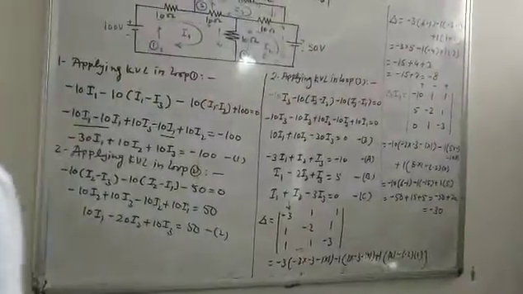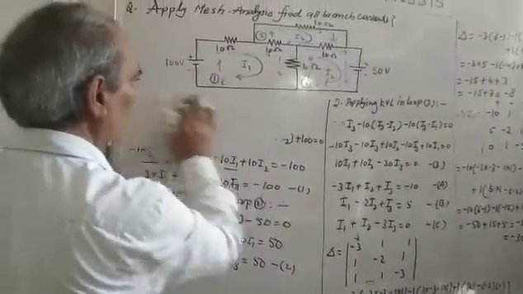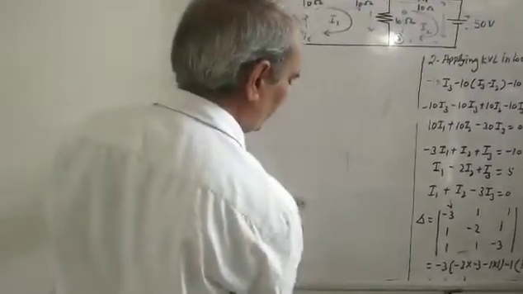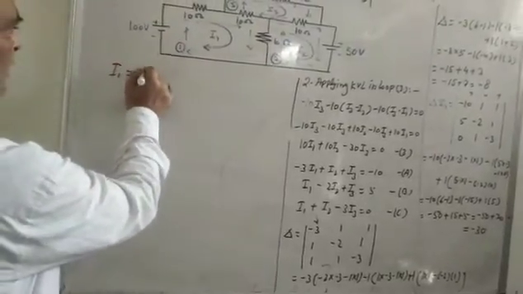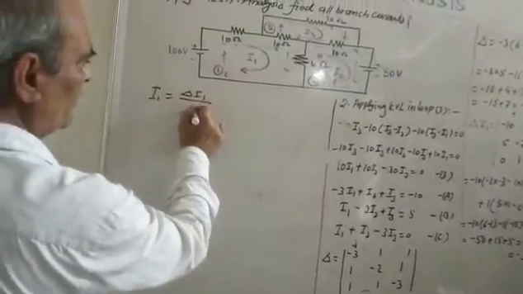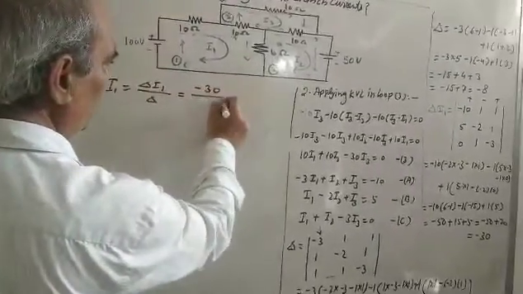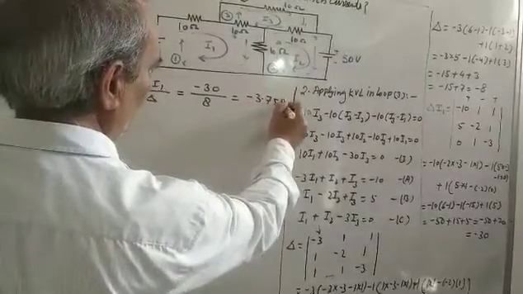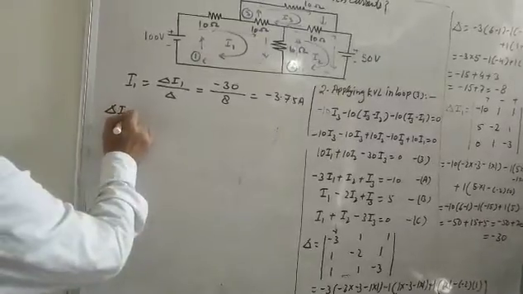You can find the value of I1 by the formula delta I1 upon delta. I1 is equal to delta I1 by delta. Delta I1 is -30 and delta is 8, is equal to -3.75. And now find the delta I2.